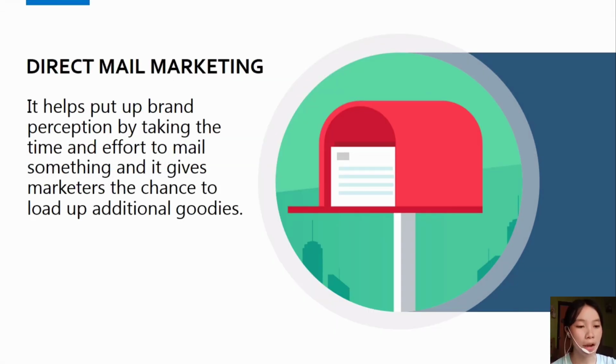Last element is direct mail marketing. It helps build up brand perception by taking the time and effort to mail something, and it gives marketers the chance to load up additional goodies. These additional goodies can be magnets, stickers.